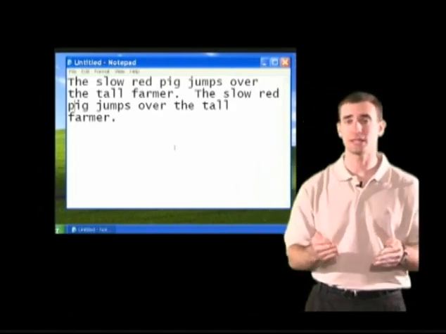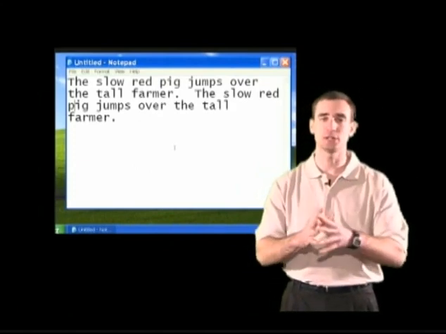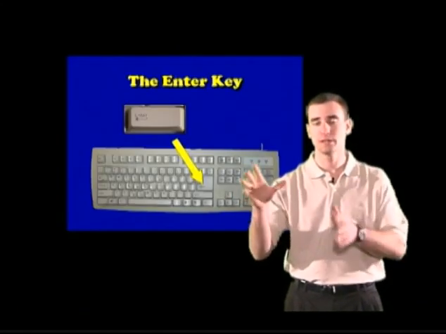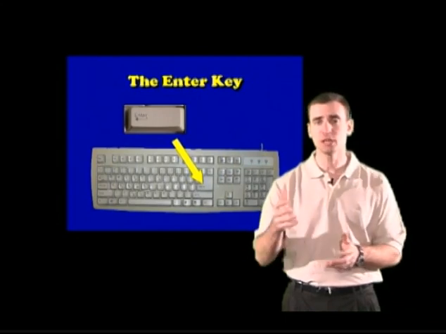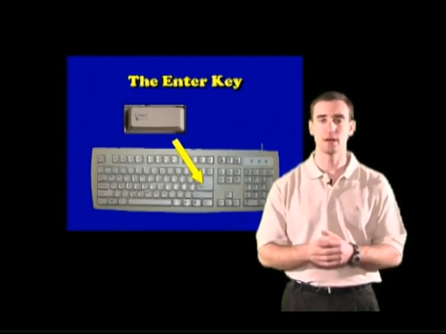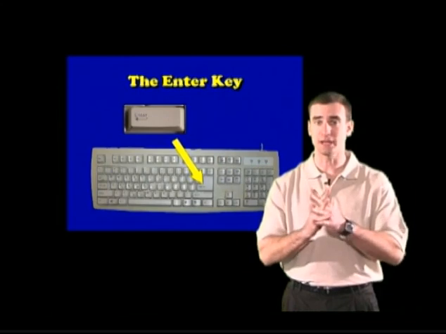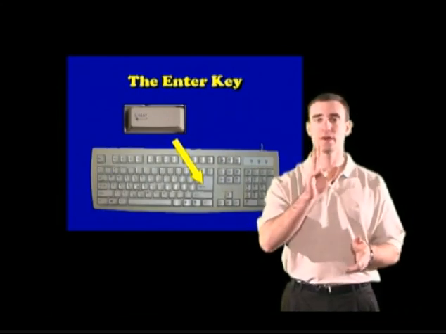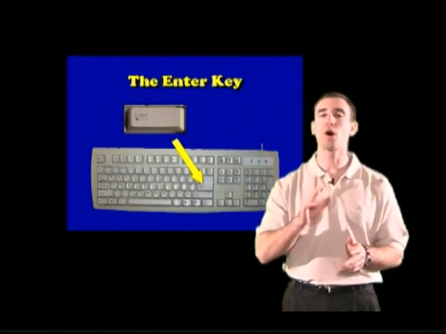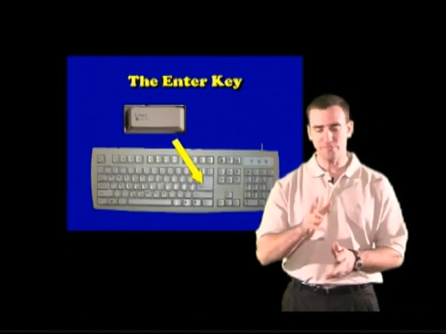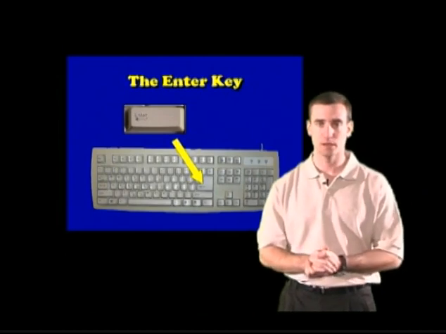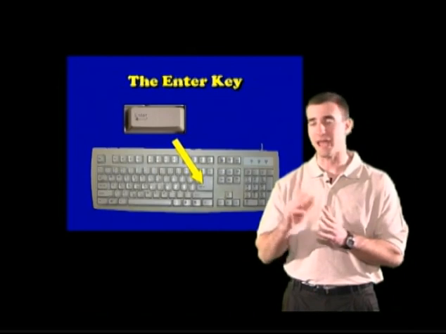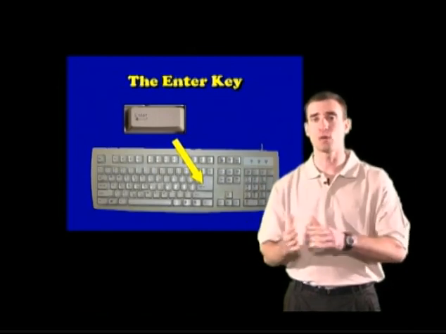The next important topic we need to cover is the Enter key. The Enter key is located near the right-hand side of the keyboard, just below the backspace key. I'd like everyone to locate the Enter key on your keyboard. Now, the Enter key follows one simple rule. Every time you press the Enter key, anything to the right of the blinking cursor and the blinking cursor will be moved down one line.